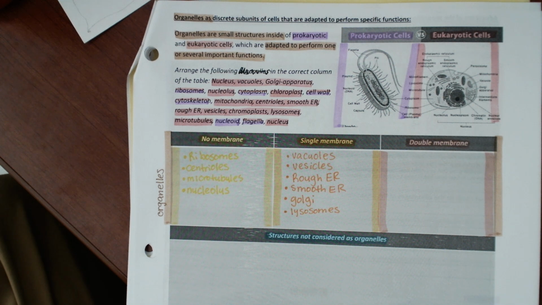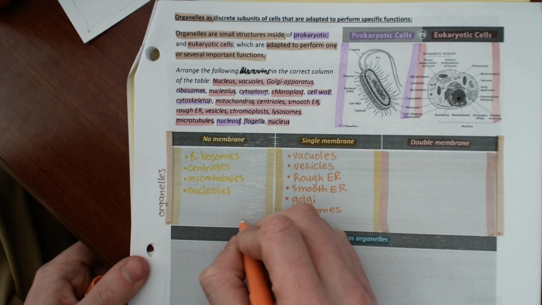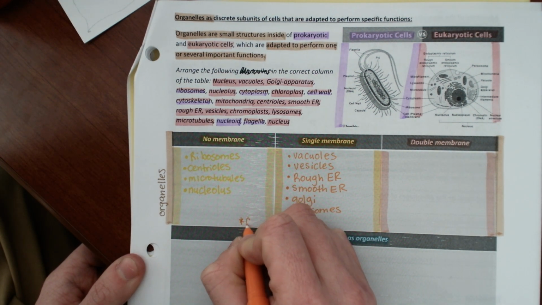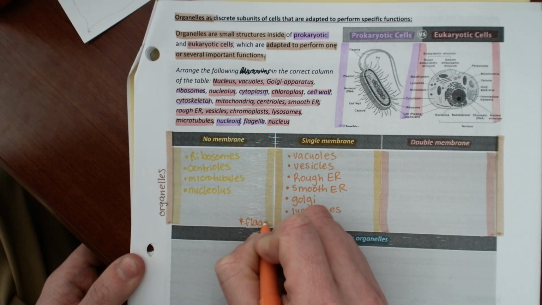And then flagella's kind of a weird one. When you see flagella in prokaryotic cells, it doesn't typically have a membrane. But when you see flagella in, like, the one eukaryotic cell that has it, which is a sperm, it is covered by a membrane, but it's a single membrane, so we're going to put her kind of weirdly in the middle, because she's kind of an exception.